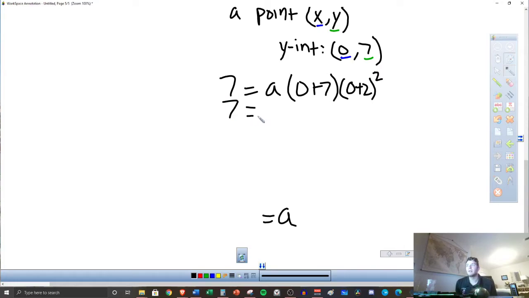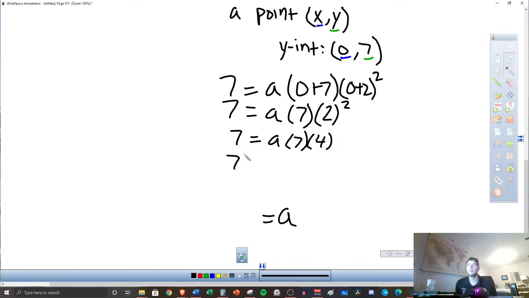This is 7 equals A, times 7, times 2 squared. We just keep going. This is 4. What's 7 times 4? That's 28. It's being multiplied.